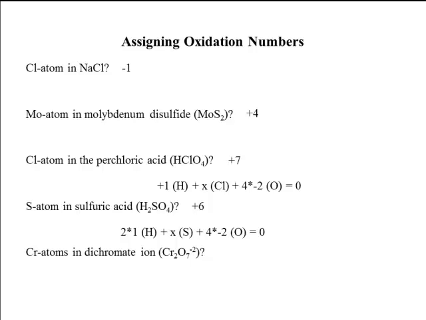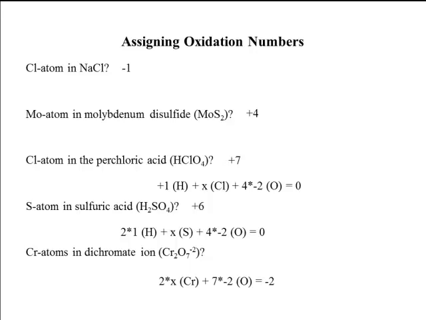Alright, so let's set up our equation. I have 2 times X, X being the oxidation number for the chromium. I have 2 chromiums, plus 7 times the negative 2 for the oxygen. And I'm going to set that equal to an overall negative 2 value because the charge on that ion is a negative 2. So when I add up all the oxidation numbers, they need to equal that negative 2.